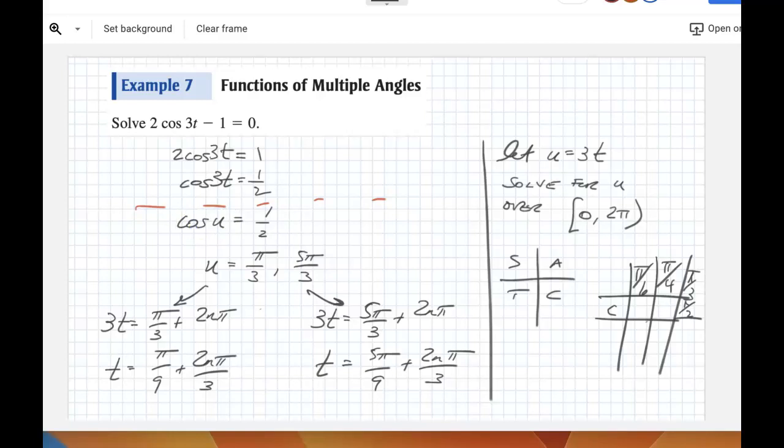We're just going to ignore temporarily the whole fact that it's 3 times the angle, and we're just going to go back and do this like we would have done a couple chapters ago.